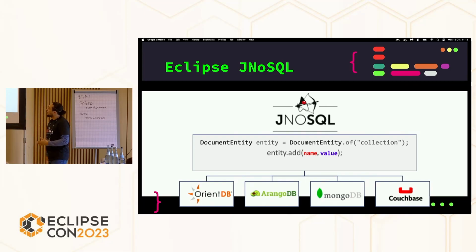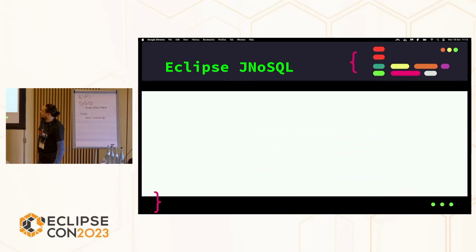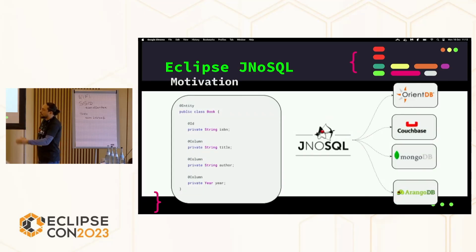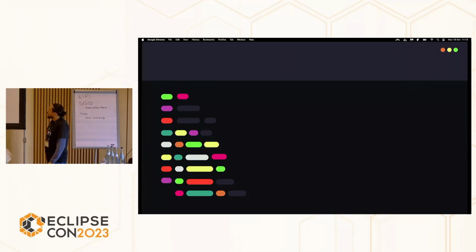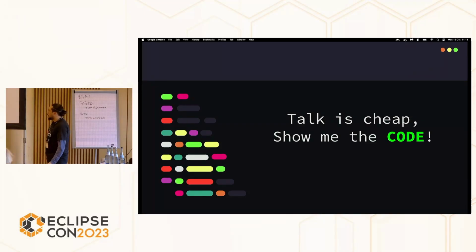Okay, but Max, it doesn't look like JPA or Jakarta Persistence, all right? Yes, but we also have annotations. So Jakarta NoSQL provides us a couple of annotations that we can use to map our POJO in order to make that thing an entity on a NoSQL database, okay? So, talk is cheap, show me the code.